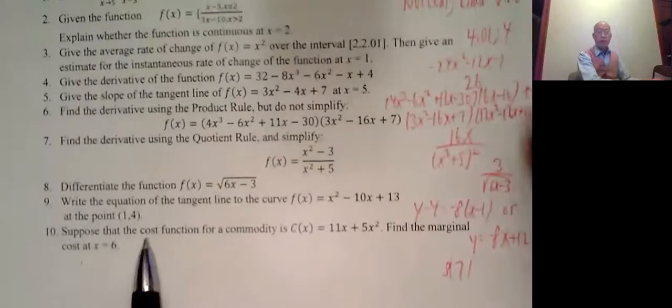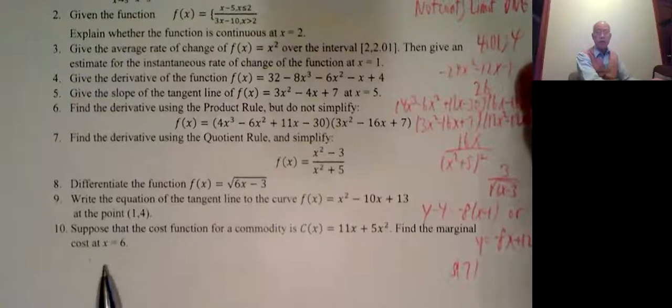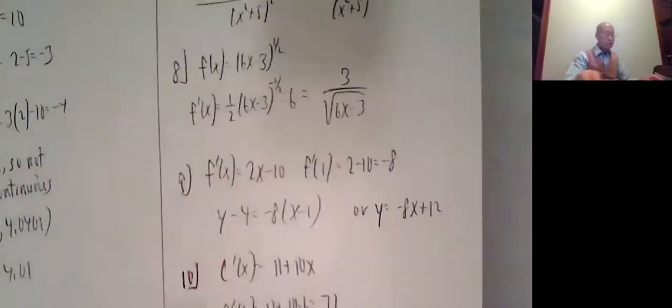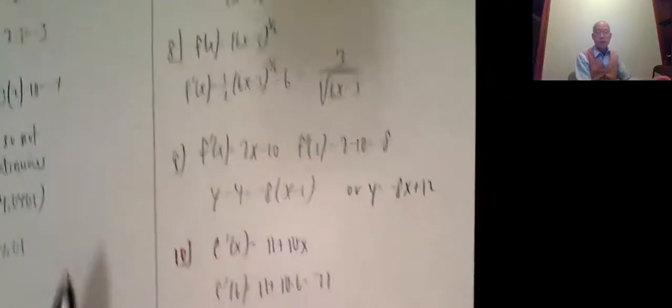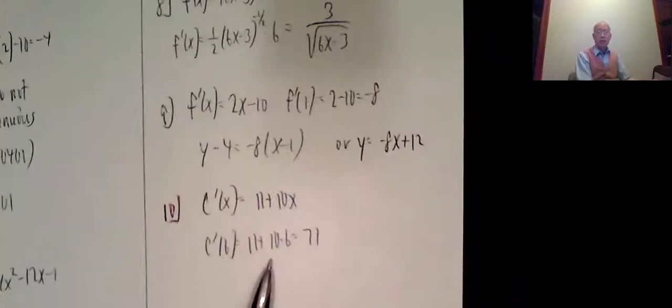And finally, number 10. Suppose you have this cost function, find the marginal cost, take the derivative, plug in 6. The derivative is 11 plus 10x, plug in 6, 11 plus 10 times 6, 11 plus 60, 71 is the answer to number 10.